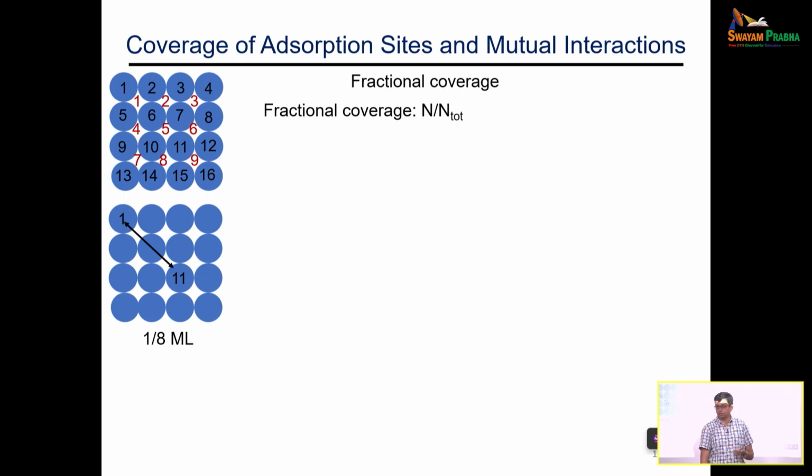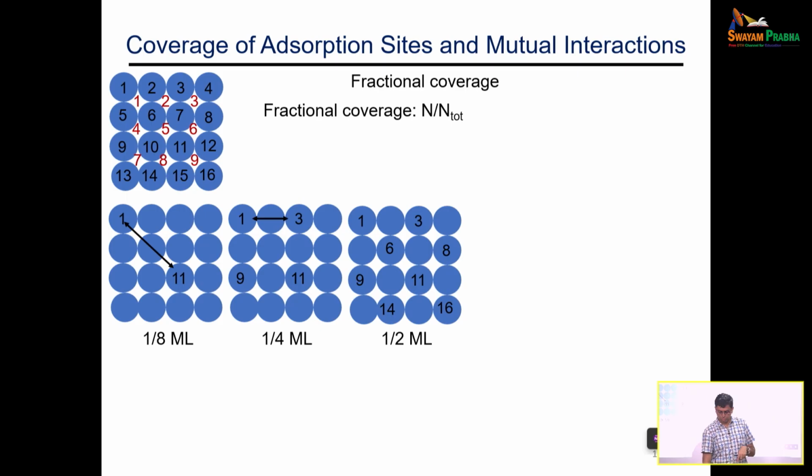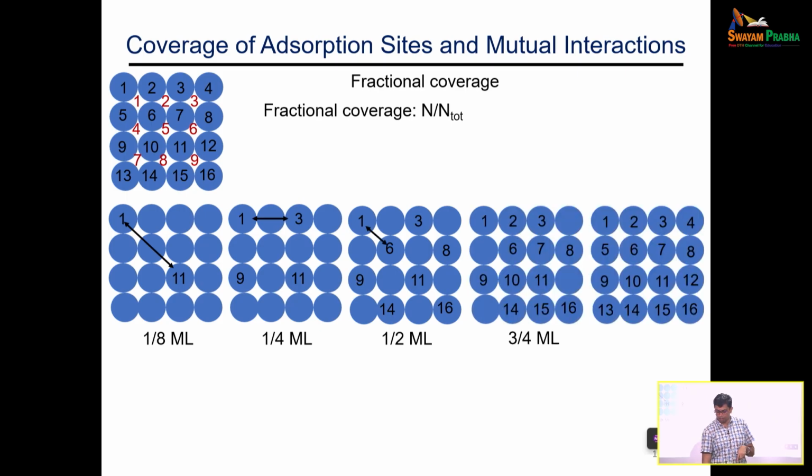So 1 by 8 is what is called a fractional coverage. This will be 4 out of 16, and in terms of a monolayer, it is 1 by 4. This is half, and if you have all of them, this is called 1 monolayer, okay. If all the sites are occupied, that is called a monolayer adsorption.